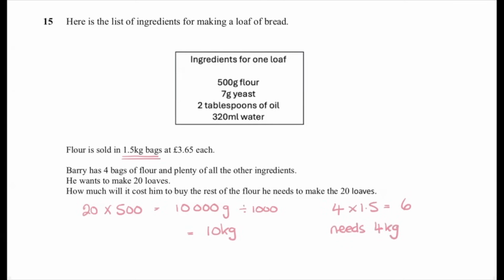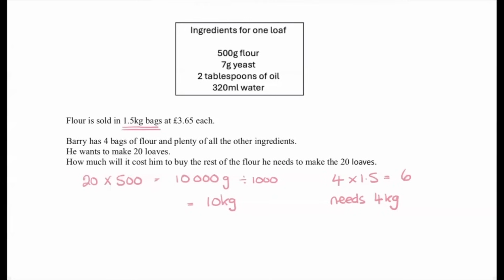Now we've got to work out how many bags he's going to have to buy. Because they're in 1.5 bags, 1.5 plus 1.5, that's 3. That's not enough. If we add another 1.5, that will give us 4.5. It's more than we need, but we've got no choice. We are going to need to buy 3 bags.